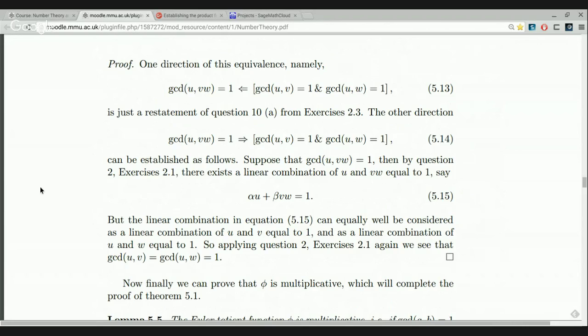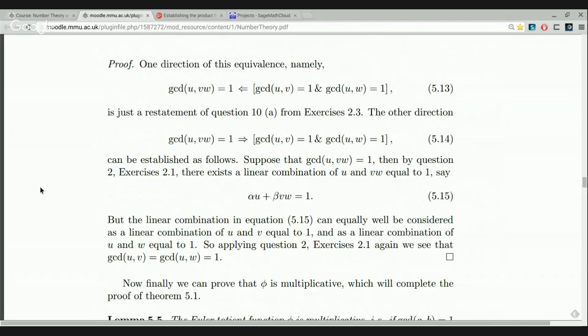And then immediately we pass to an equivalent statement. That means that there exists a linear combination of U and V times W that is equal to 1. Remember, we link together very strongly the ideas of two numbers being co-prime and there existing a linear combination of them equal to 1. So if U is co-prime to V times W, there's a linear combination of U and V times W that's equal to 1.